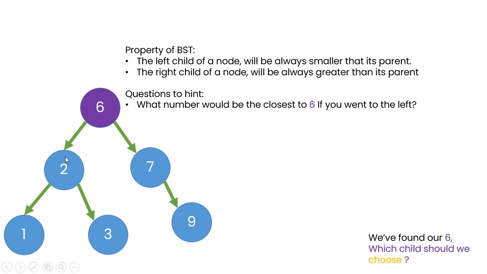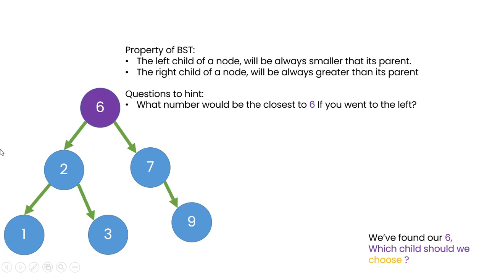If you went in the left direction, that means any child in this node's subtree will always be smaller than 6.